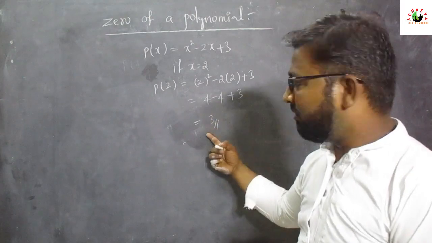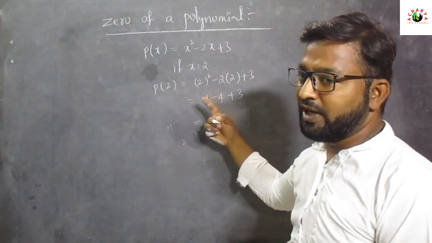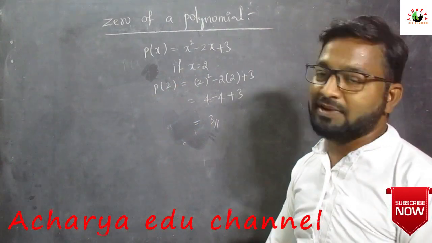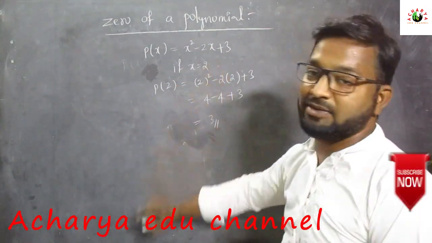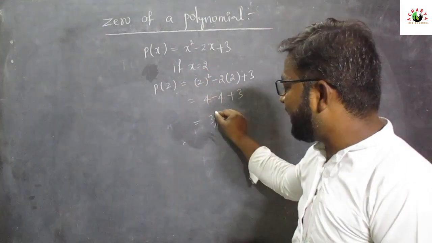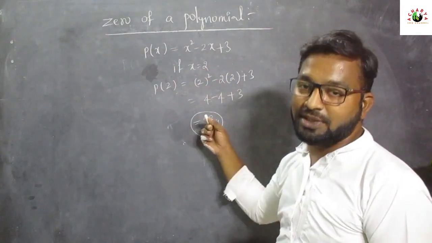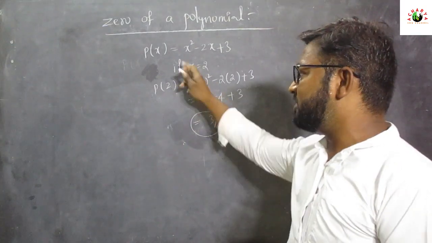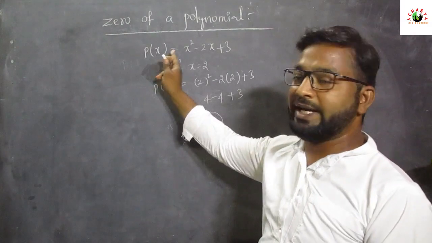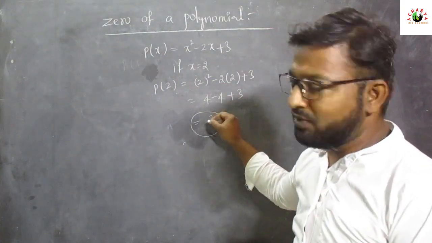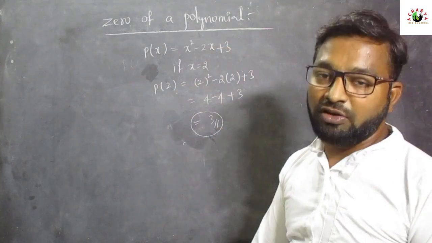We got the value of 3. So 3 is the value of polynomial p of x equal to x square minus 2x plus 3 at x is equal to 2. For example, in the place of p of 2, if the value we got is 0, that is, if we substitute 2 instead of x and we got 0, then that x is a 0 of the polynomial.